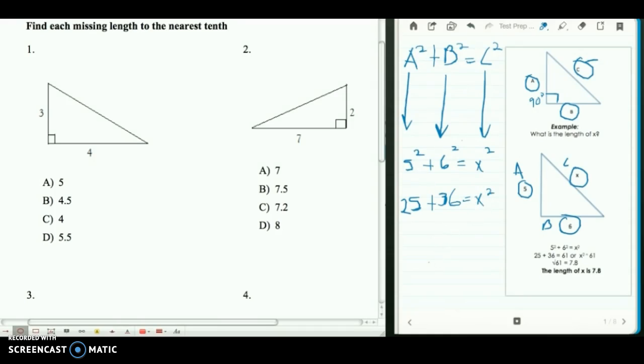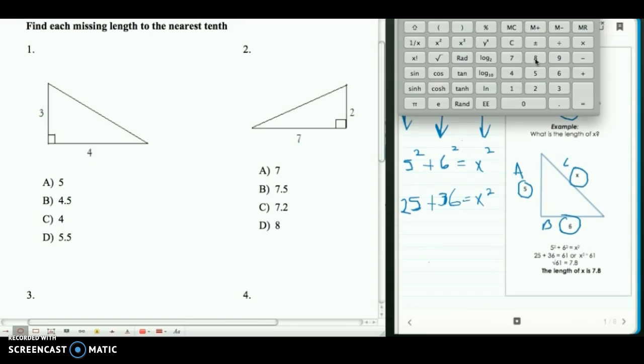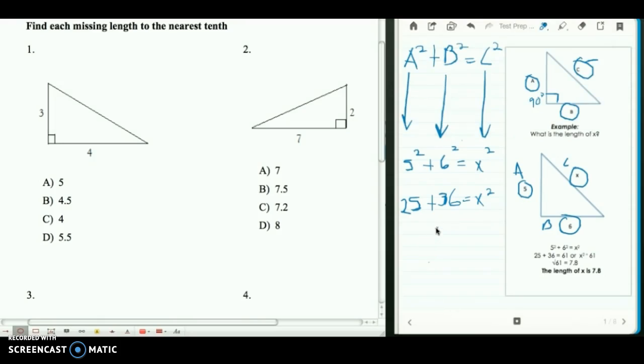Now, just for saving space, let's pull the calculator out: 25 plus 36 is equal to 61. So 61 is equal to x squared. But we want to figure out what x is, not x squared. To get rid of that squared, we need to take the square root of not only the right side, but also the left side.